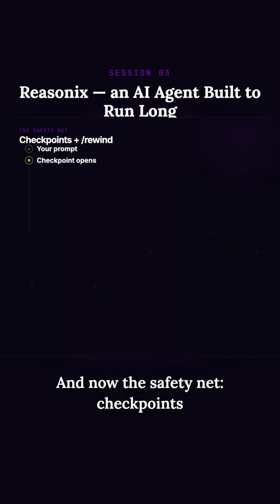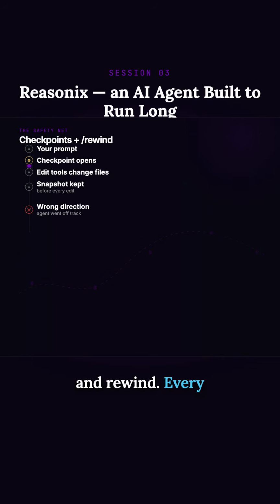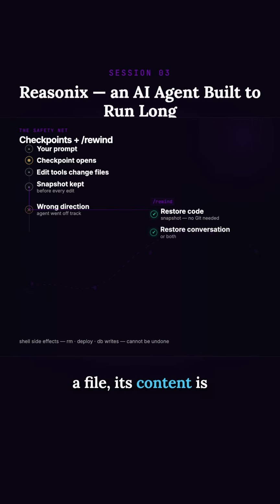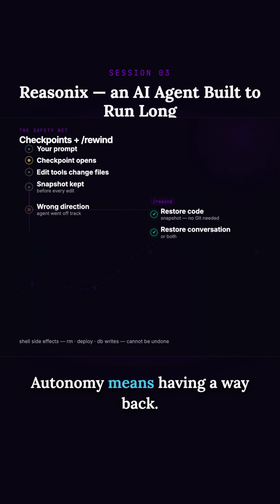And now the safety net: checkpoints and rewind. Every user turn opens a checkpoint, and before an edit tool touches a file, its content is snapshotted. Agent goes the wrong way? Type /rewind. Restore the code, restore the conversation, or both. No git required, no commit, no stage, it even works outside a repository. One honest limit: shell side effects, rm, deploys, database writes, cannot be checkpointed. Autonomy does not mean losing control. Autonomy means having a way back.